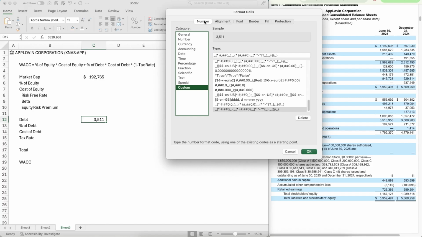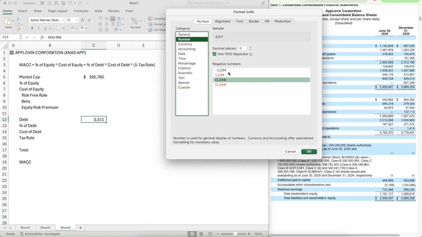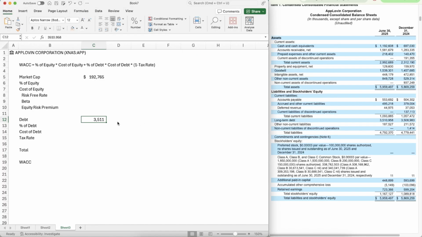It doesn't always work when you use it on this bit. You have to go like this. Yeah, okay, that's good. So the total on here is your market cap plus your debt. Then we can find our percentage of equity is 98%. Let's make it into a percentage. We do the same with the percentage of debt.